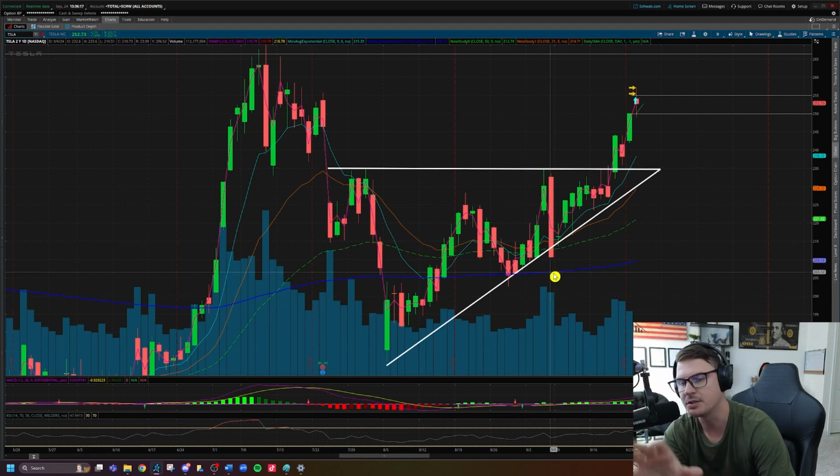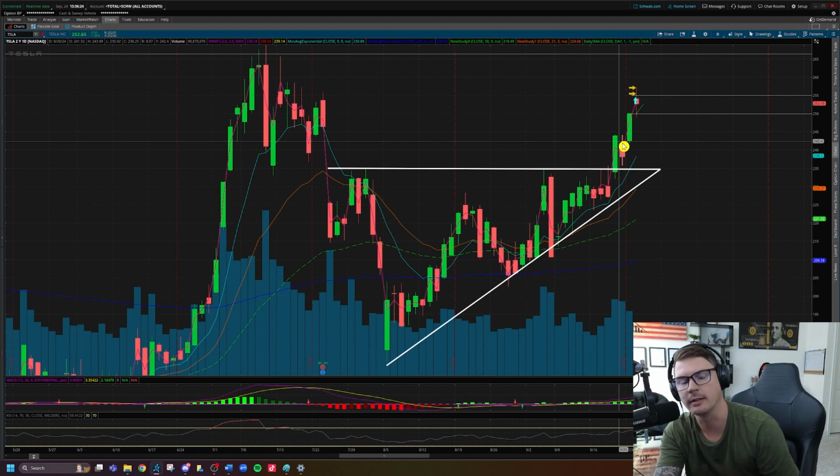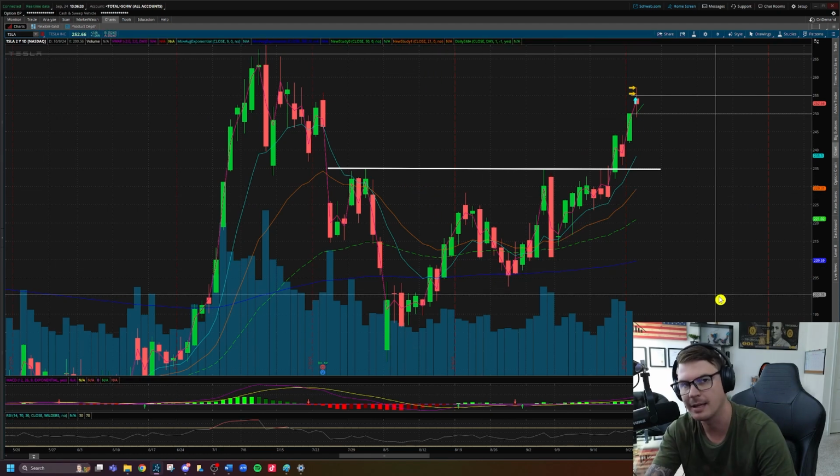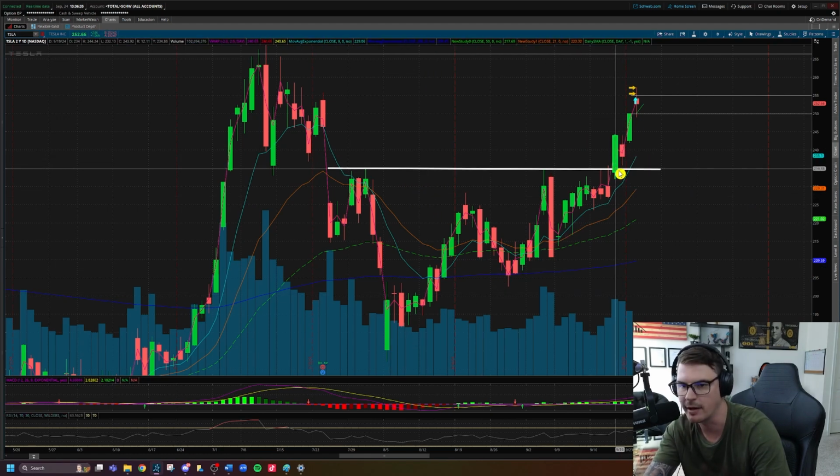You could, however, still trade this formation similarly, but when it comes to pattern recognition, I personally would not say that this is an ascending triangle. Rather, it's just a stock that is breaking a line of resistance.